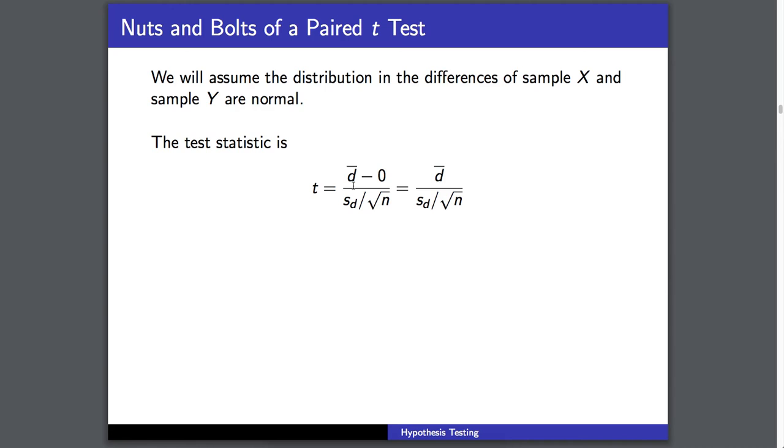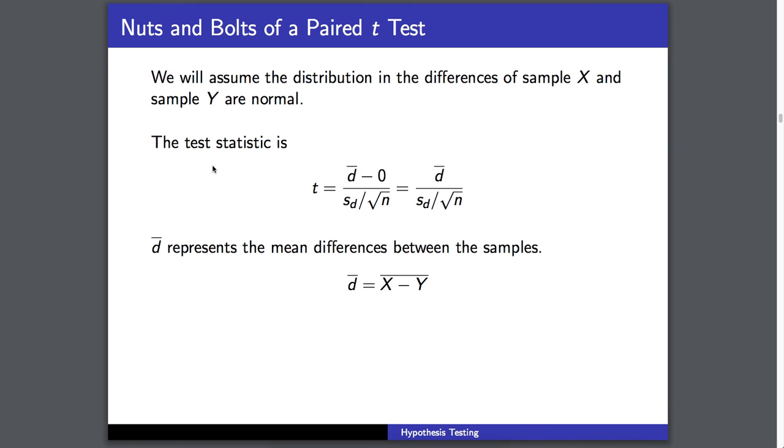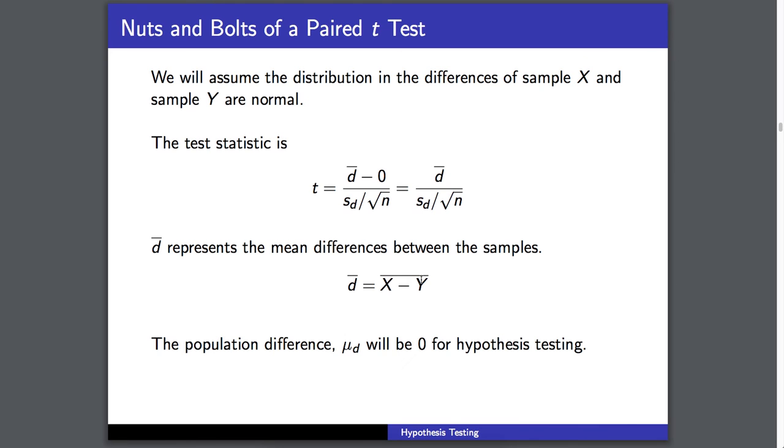So here we have the mean of the differences minus zero, which is just the mean of the differences. We'll take the before minus the after, and that's our differences. Then we can take the mean of that list, the standard deviation of that list, and n should be the same for both before and after, for x and for y. We don't have any missing data there. Again, d bar represents the mean of the differences between the samples. So we could take the mean of x and the mean of y and subtract them, or we could take the differences and then find the mean of that. Our population difference for this section is going to be 0 for hypothesis testing. That's this value right here.